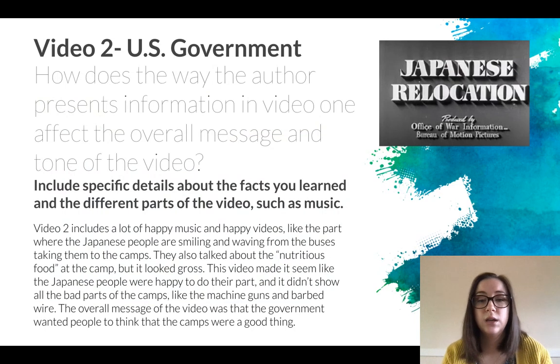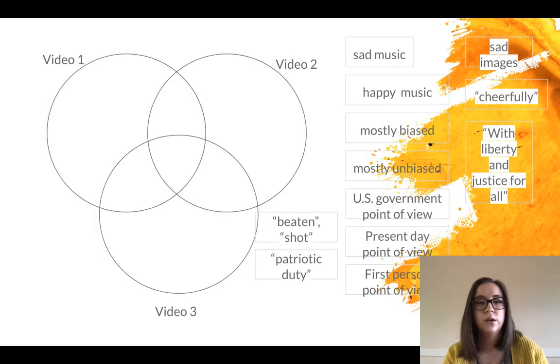This might be a little bit less scaffolded. What I might give to an advanced student, I might ask the student to give a written response or maybe a Flipgrid response, culminating everything, kind of synthesizing all of that together. So how does the way the author presents information in video 1 affect the overall message and tone of the video? And then include specific details about the facts you learned, different parts of the video, and the music. So I included a sample response here from a student.